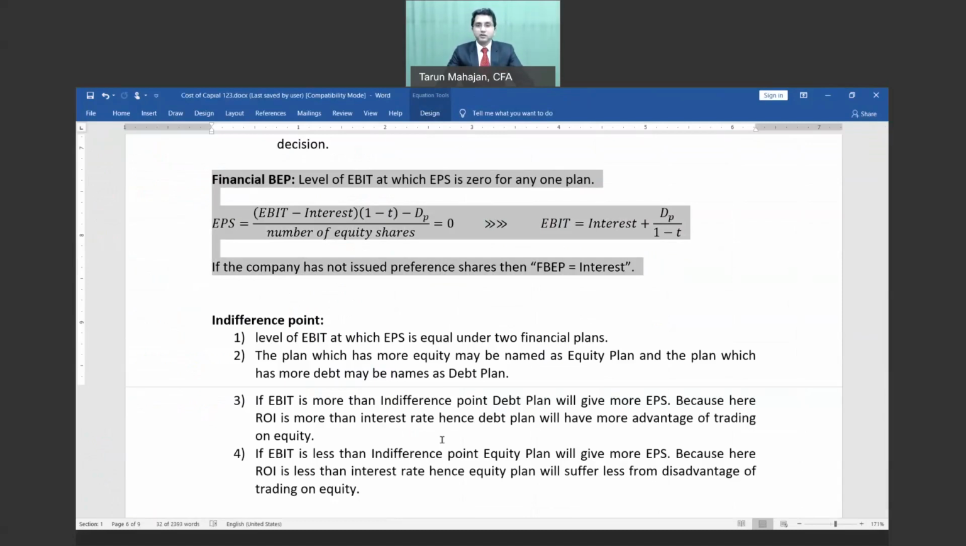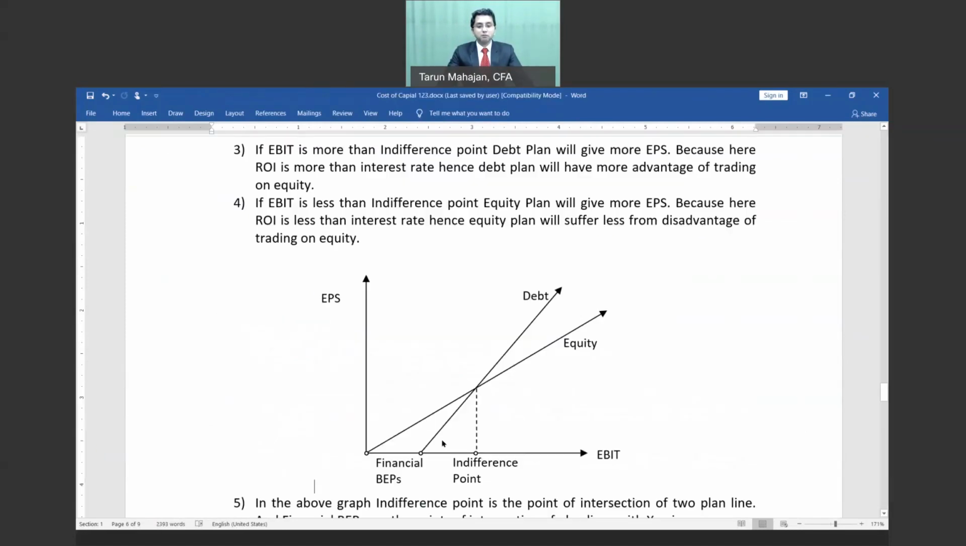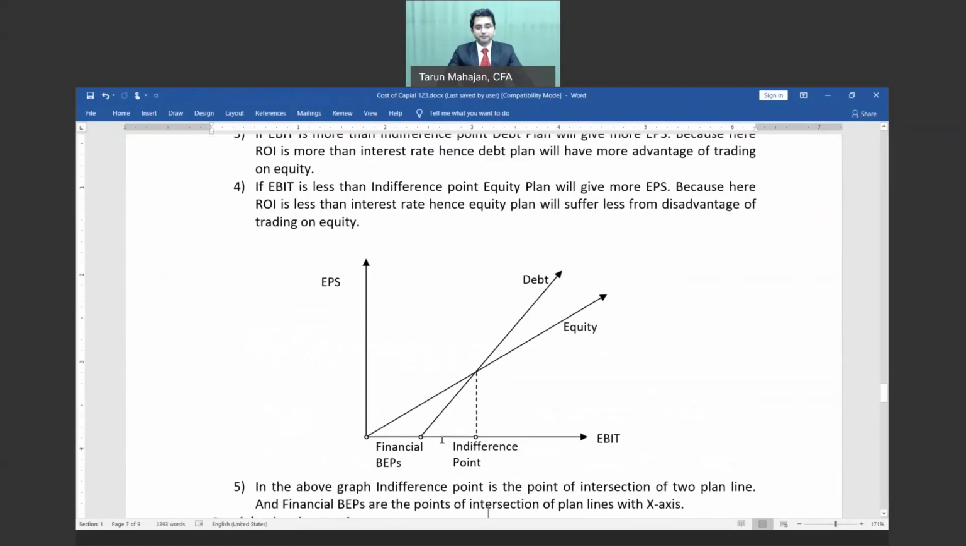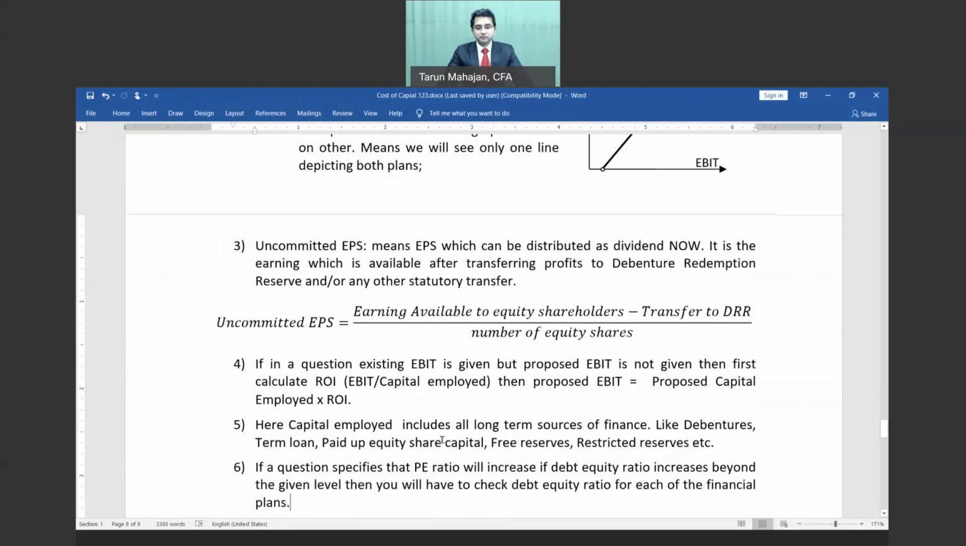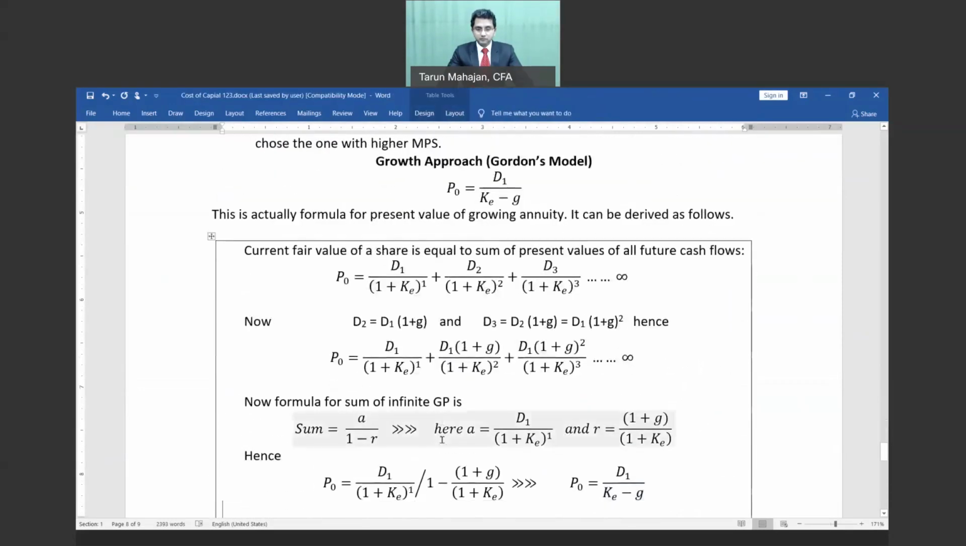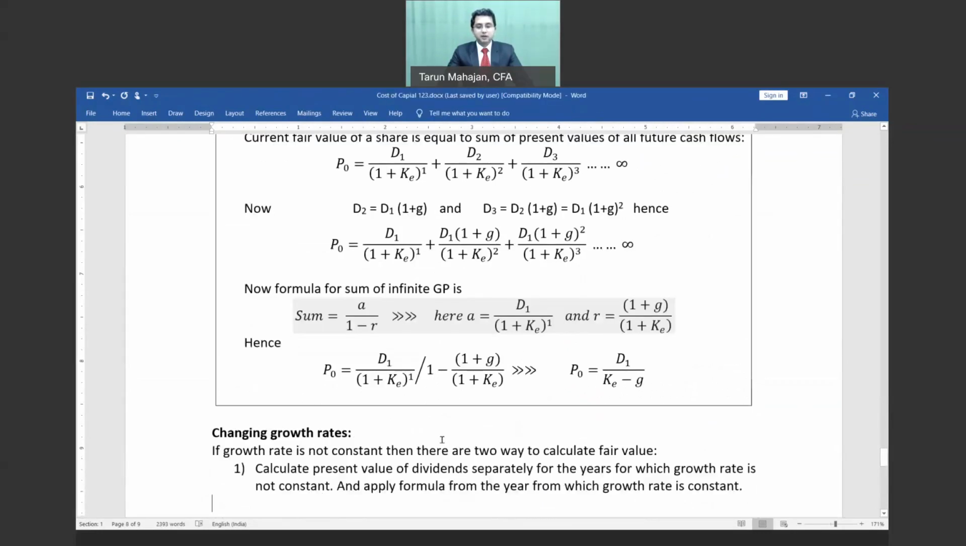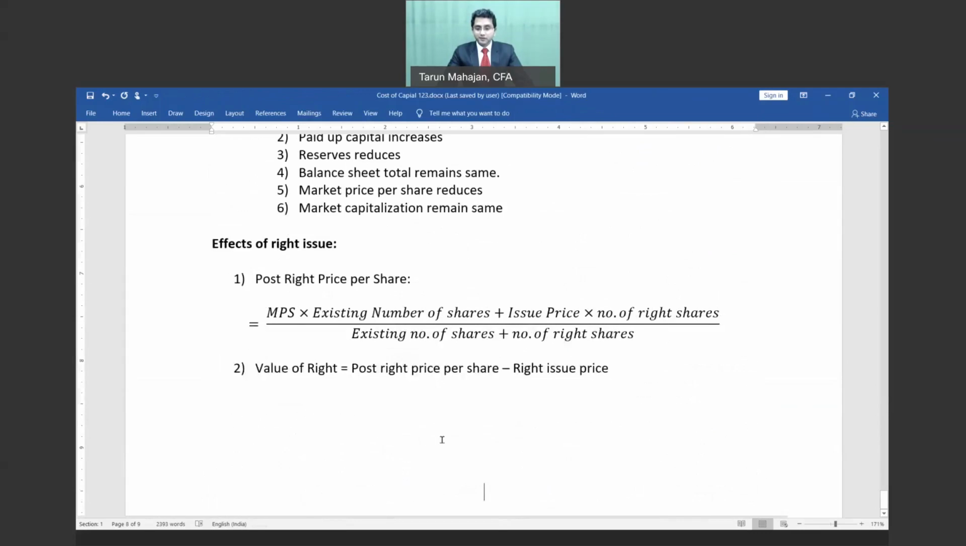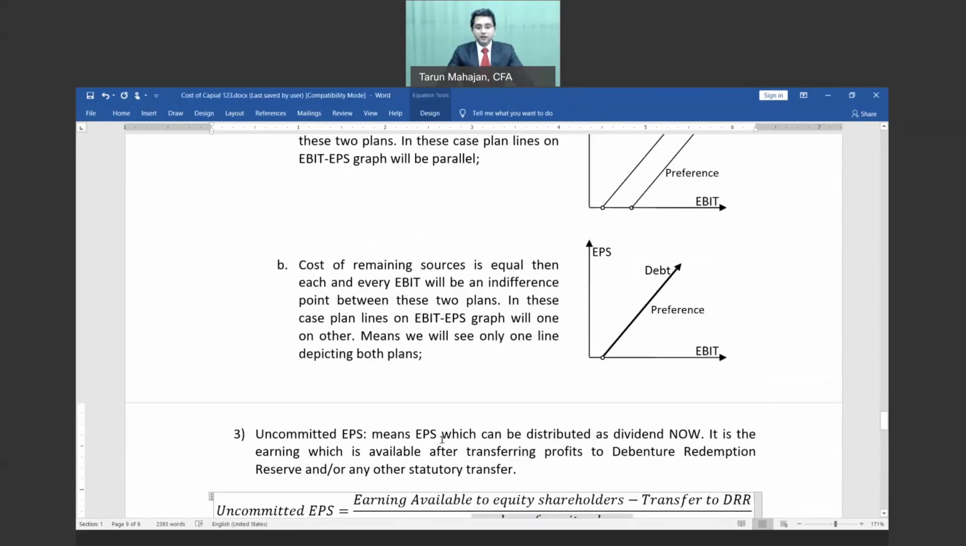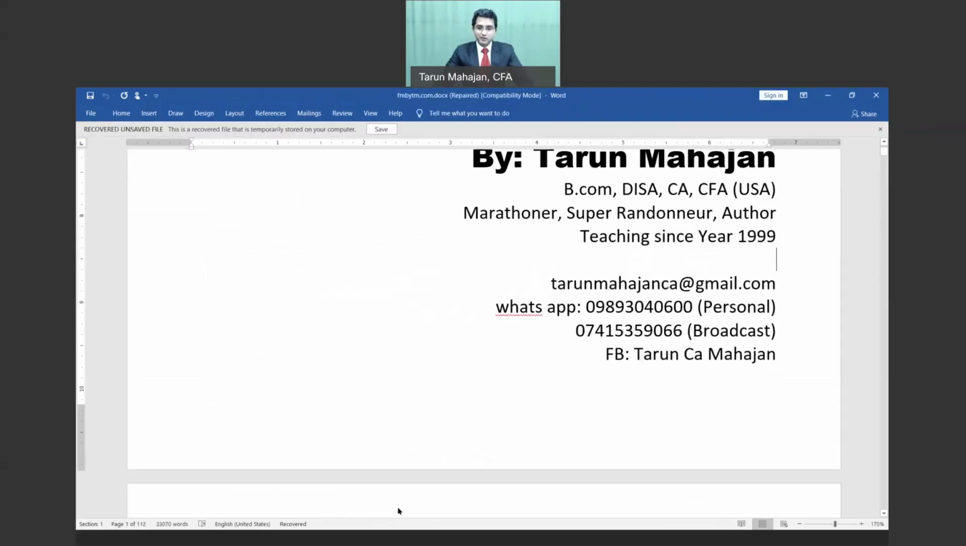So while taking a decision, you keep in mind 3 things. Number 1, the EBIT-EPS analysis, that is the calculation of EPS and MPS. Number 2, the indifference point. And number 3, the financial break-even point. So this is about your cost of capital and capital structure decisions.